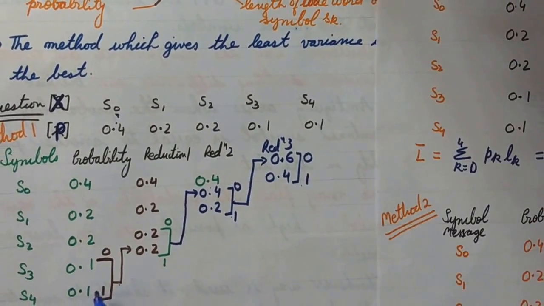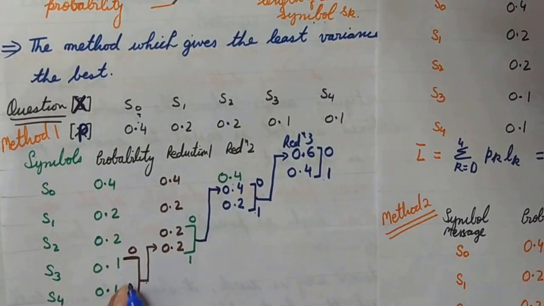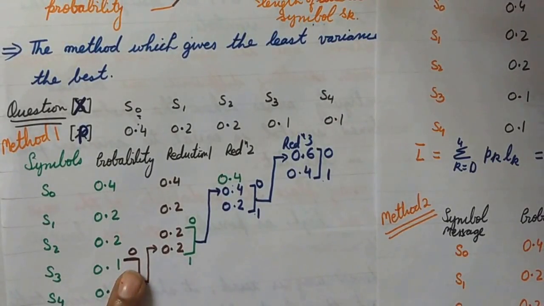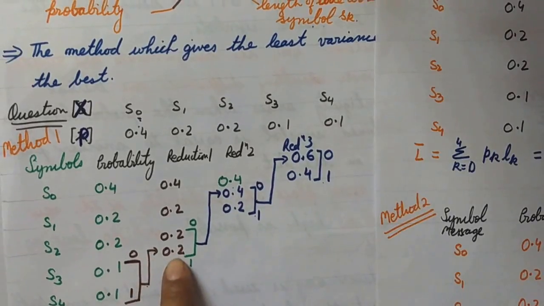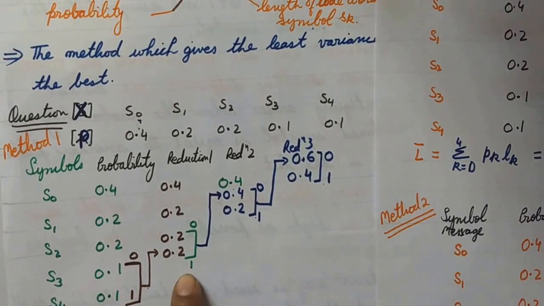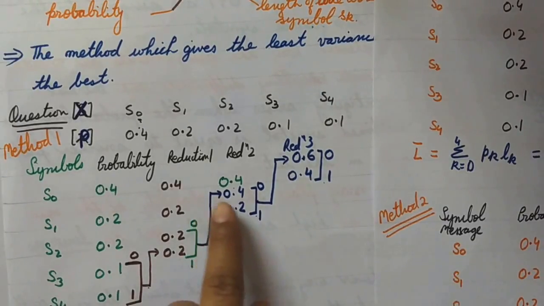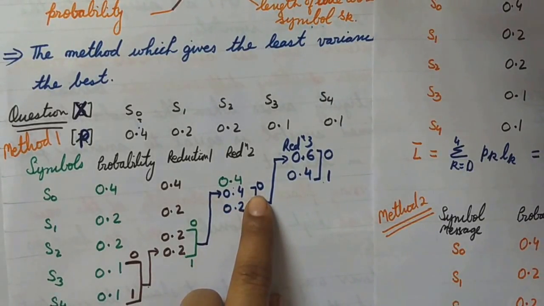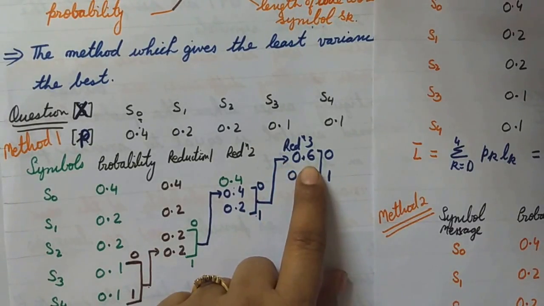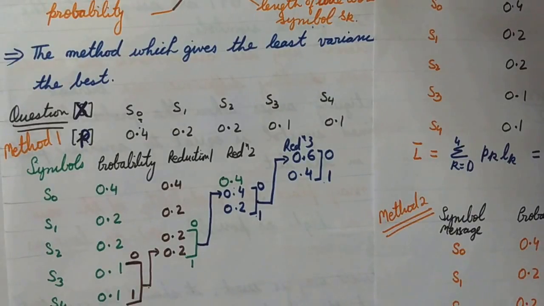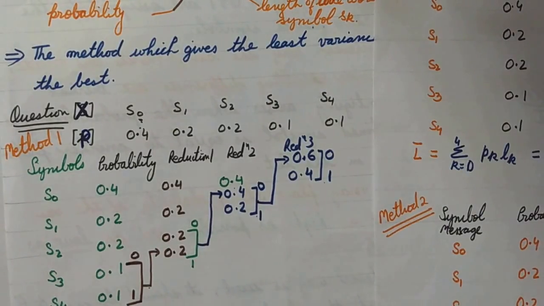Now for S3, this 0.1 has got 0, this forms the LSB. This combines to form 0.2 and it has got 1 assignment. After combining, it forms 0.4, it has got 0, and this 0.4, after combining, moves to 0.6, so it has also got 0. So this 0 becomes the MSB. So 0, 0, 1, 0 for S3.